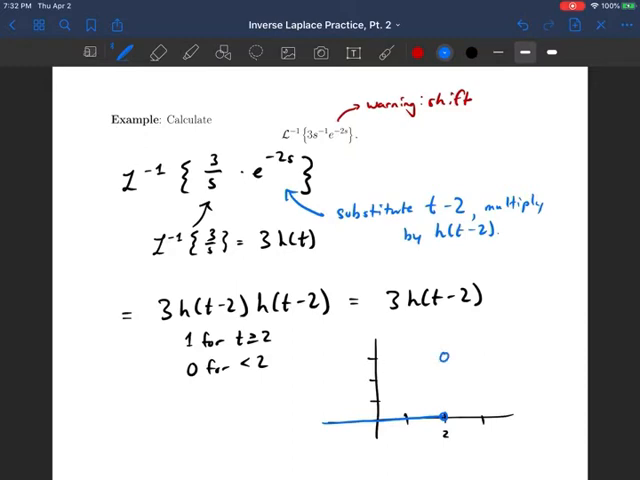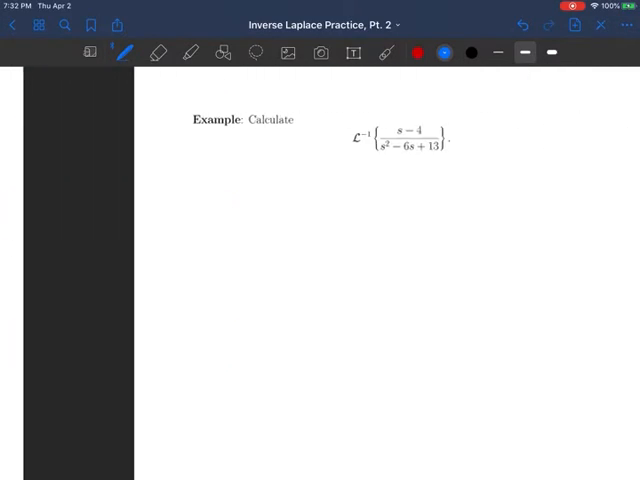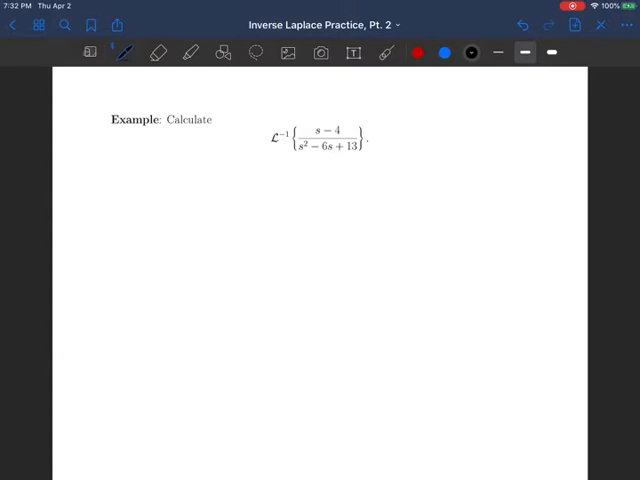It would be equal to 0 all the way up to 2. And then it would become 3 times 1, which is 3 every time after that. Right? This is 3h of t minus 2. And that's the function whose Laplace transform is the thing that we started with there.